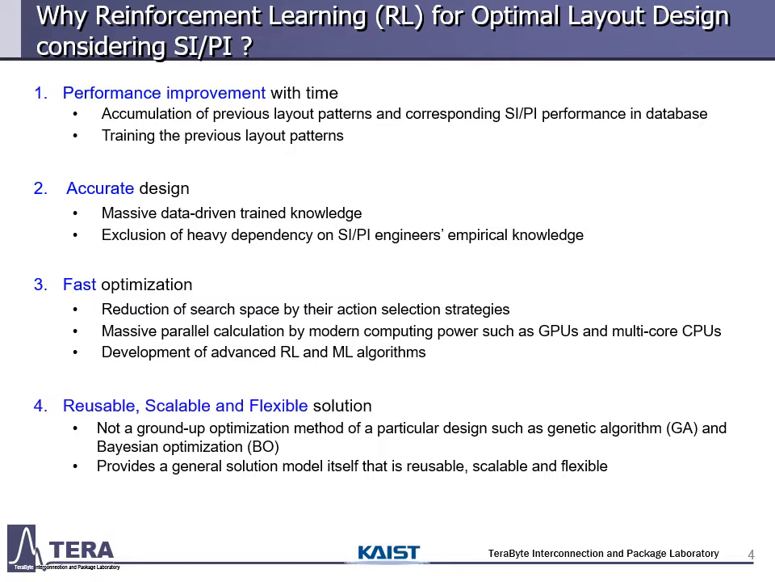The second one is accurate design. Since it is based on the massive data-driven knowledge, it can drive accurate results while excluding heavy dependency on SIPI engineers' empirical knowledge. Also, it can provide fast optimization thanks to its own action selection strategies to reduce search space. Moreover, due to nowadays modern computing power such as GPUs and multi-core CPUs and development of advanced RL and machine learning algorithms, it can achieve fast optimization.